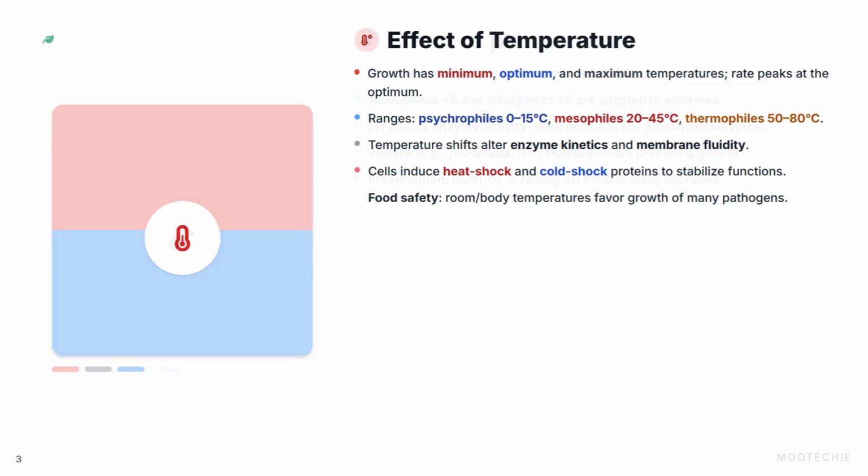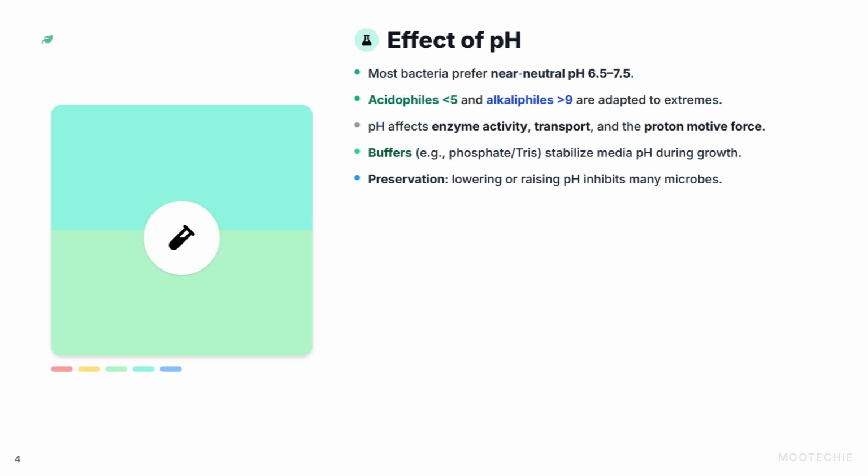Effect of pH. Most bacteria prefer a near-neutral pH around 6.5 to 7.5. This is similar to the conditions found inside the human body, which is why many of our resident and pathogenic bacteria thrive there. Acidophiles thrive below pH 5 and alkaliphiles above pH 9. They are specially adapted to these extremes. For example, some bacteria live in highly acidic hot springs or very alkaline lakes.